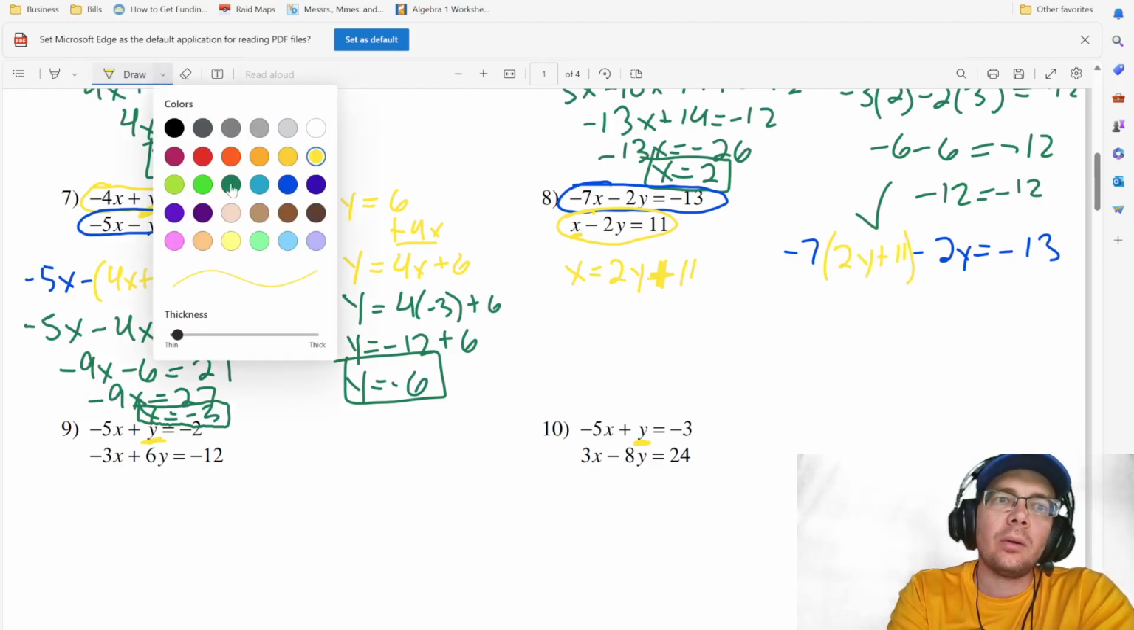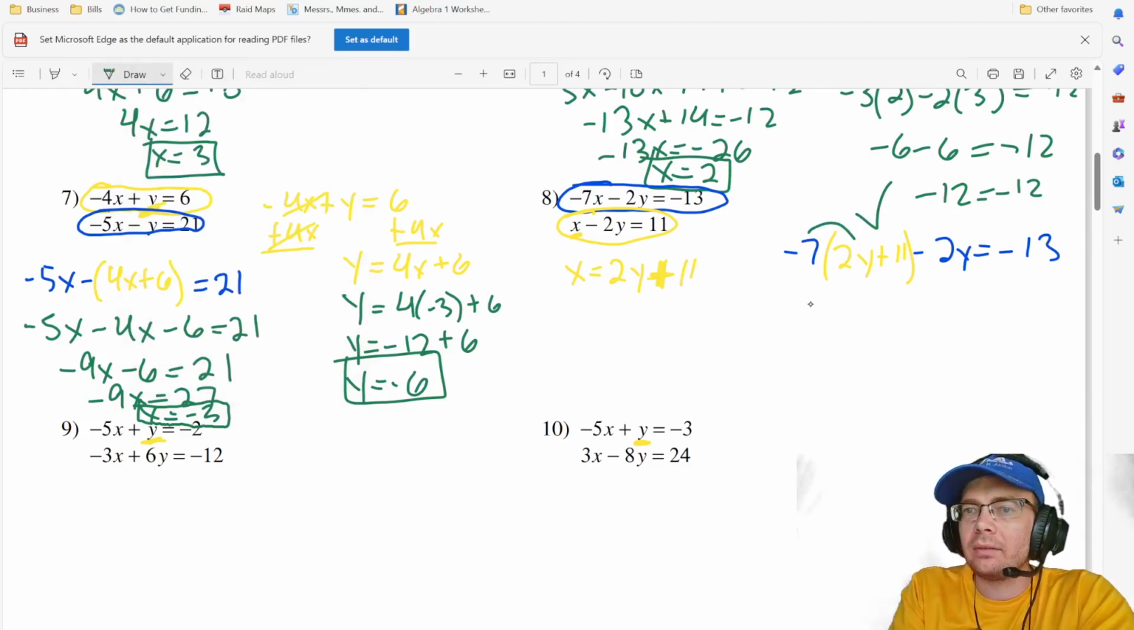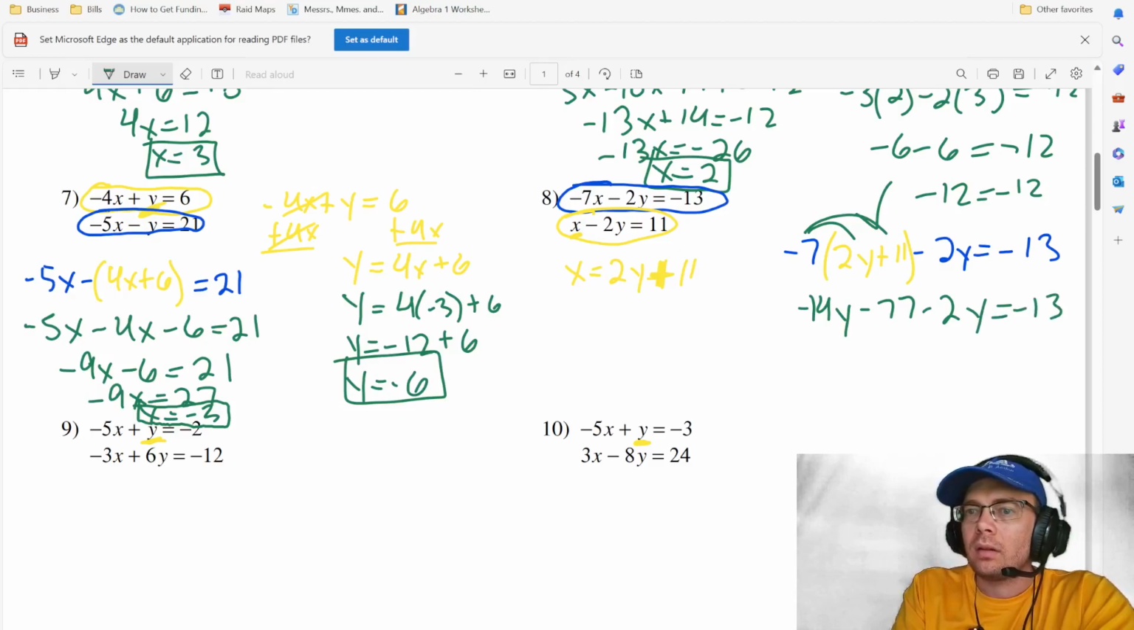All right, now we switch to green and finish this out. Okay, so we distribute the negative 7: negative 14y, and 7 times 11 is 77, minus 2y. Okay, put the y stuff together, negative 16y.